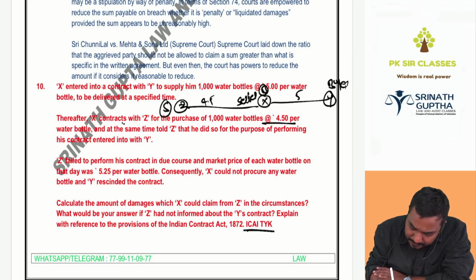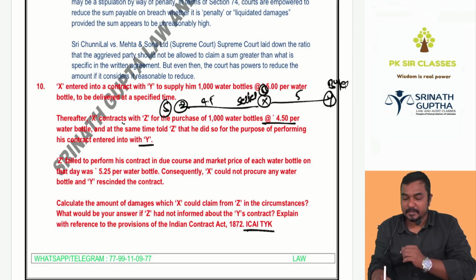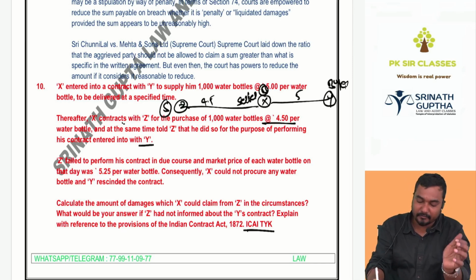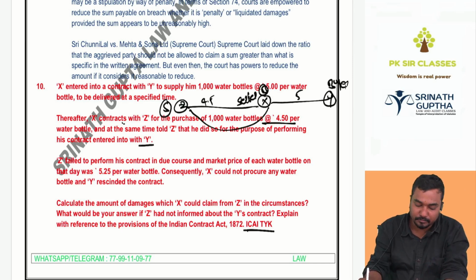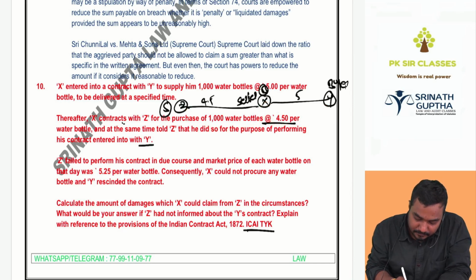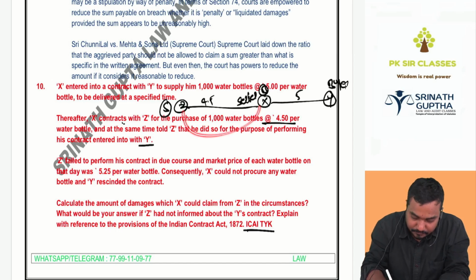And at the same time, X told Z that he did so for the purpose of performing the contract with Y. So X said to Z, I am taking from you because I have to give it to Y. This is the purpose. Clearly he said. Z fails to supply.